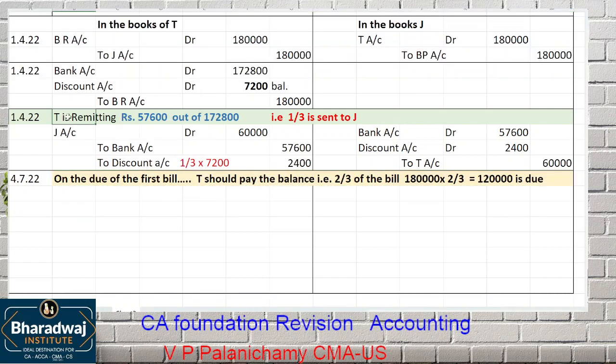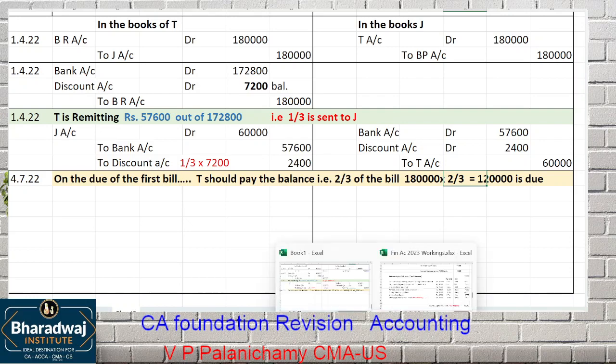Please pay attention. First bill, how much I collected earlier? 57,600. One third you sent to me. On the due date, what you should do? Send me the balance. What do you mean the balance? 1,80,000 into 2/3. How much you should send me? Don't put net amount. Including discount, what is the total bill value? 1,80,000 less 60,000 already remitted. Balance all 1,20,000 is due. Are you sending it? Look at this.